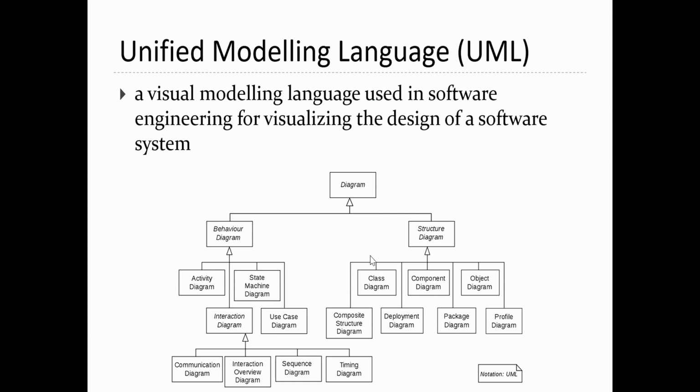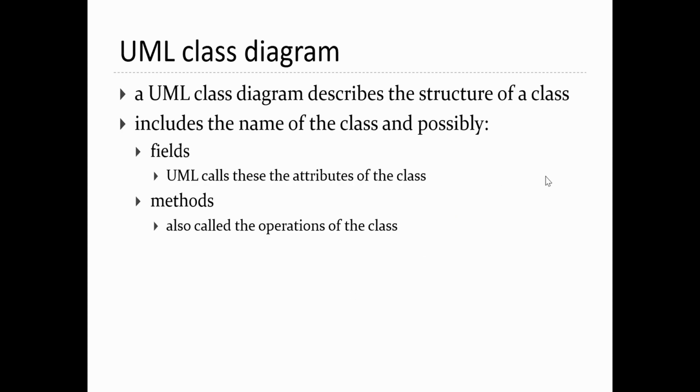There's a bunch of different types of diagrams that describe the structure of a program. We're interested in the class diagram. A class diagram describes how your class is designed. It describes the structure of a class, and they're very simple to draw. This is basically a box, and you have the name of your class. Inside the box, you can put in whatever information you want, as long as it follows certain conventions. For example, you can put the fields of your class in the box.